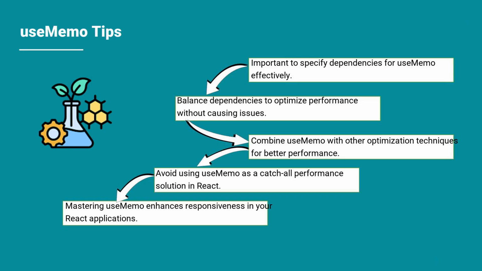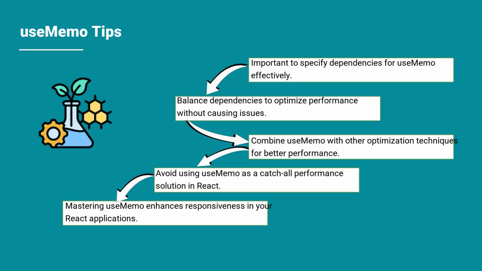Before we wrap things up, it's also good to mention some tips you should keep in mind when using useMemo. Firstly, remember to always specify the correct dependencies in the dependencies array. If you forget to add a dependency, React won't know when to recalculate the memoized value, which could lead to stale data and bugs. Similarly, adding too many dependencies can defeat the purpose of optimization, so it's crucial to find the right balance.